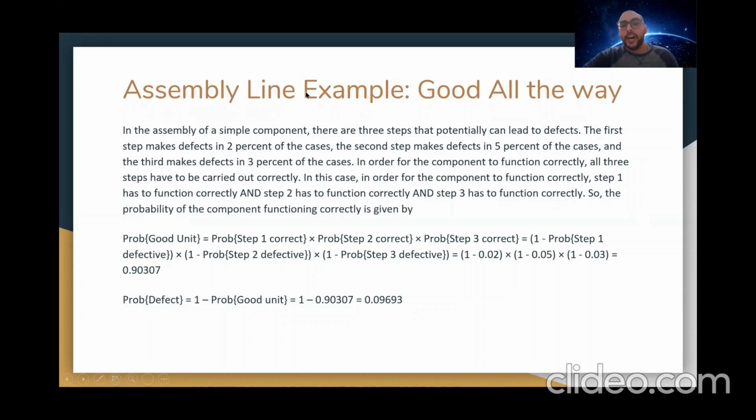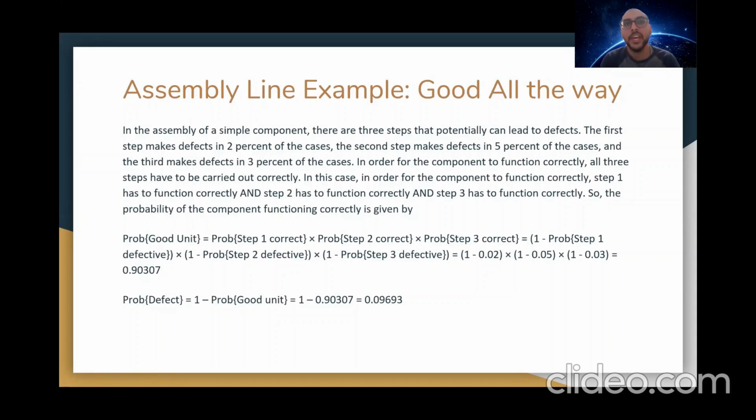And the book provides two examples to help explain what binary outcomes are. So the first example is an assembly line example, and I like to call it good all the way. In this example, if we have an error or a defect in any of the steps during a process, the final outcome will be defective. And in order to have a good outcome, we have to have good outcomes in all steps. And this is basically like an assembly line.